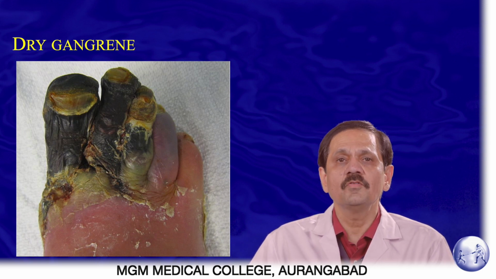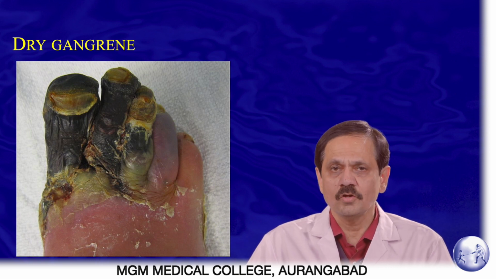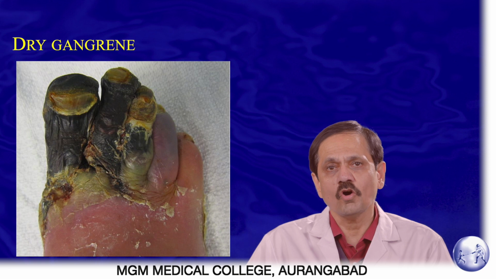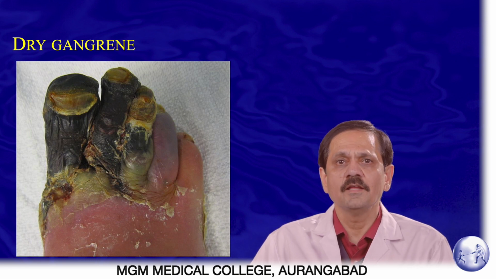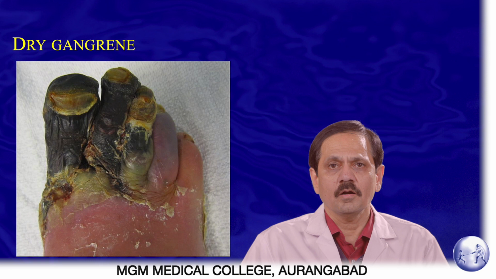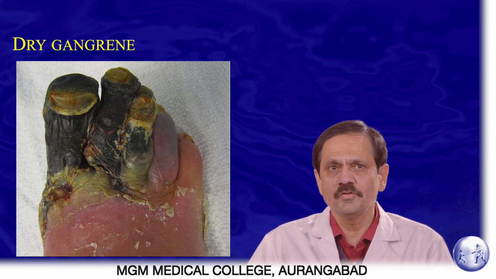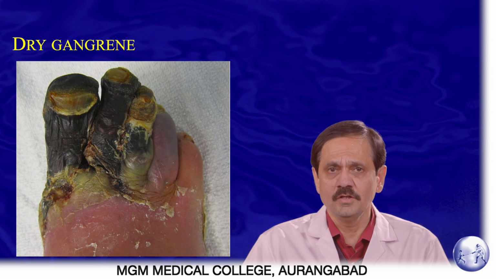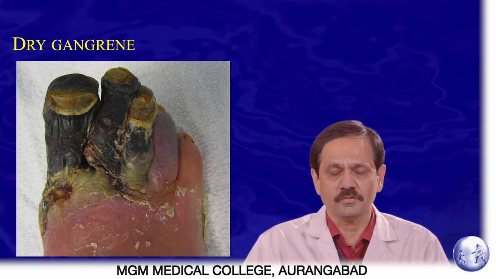Thirdly, it can be seen in TAO, also called Buerger's disease or thromboangiitis obliterans. There is a segmental inflammation of the arteries, veins and surrounding nerves, and that is commonly seen in people who are either smoking or taking tobacco in a large amount. That is commonly seen in Indian people and Southeast Asian people, and is called thromboangiitis obliterans.